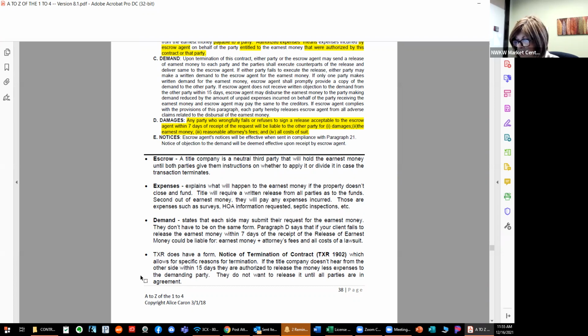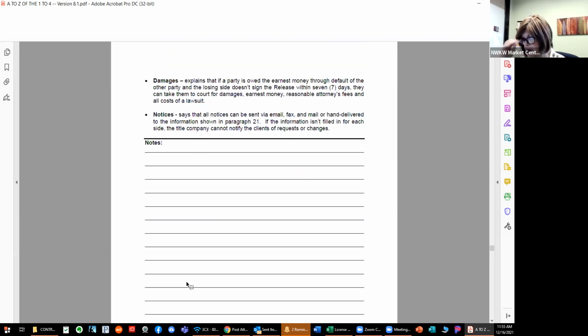If the title company doesn't hear from the other side within 15 days, they are authorized to release it. Typically, they don't want to do that because they don't want to tick somebody off that is a client, even though they're on the other side. Doesn't matter which side they're on. They typically won't release it until both sides agree to it. They don't want to get involved in their mess. So that's how that works.